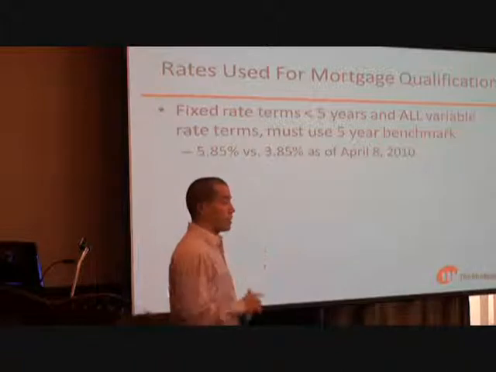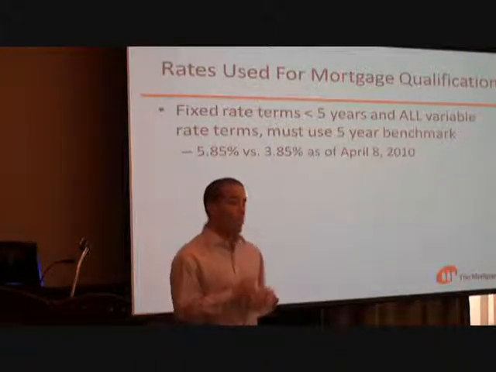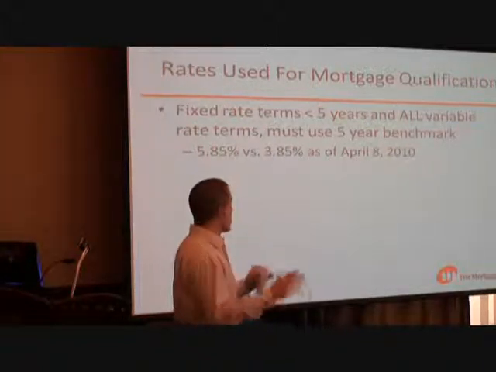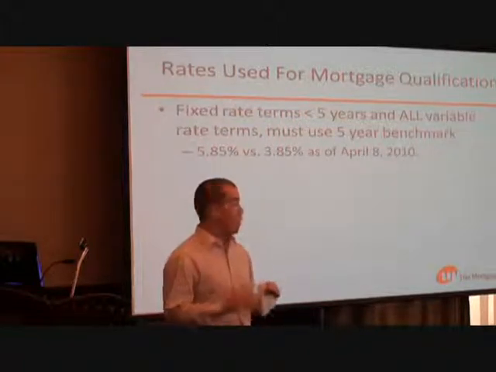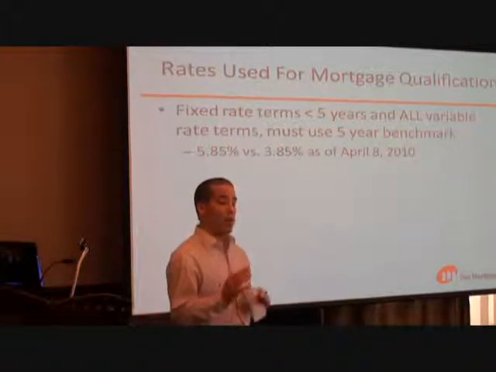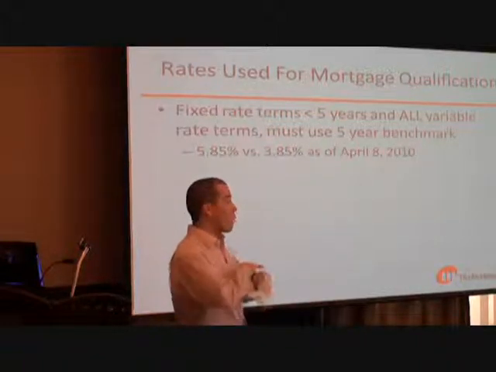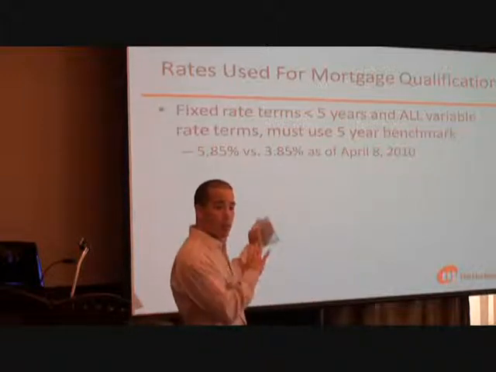So this is a more significant change. It's the rate that's going to be used to determine how much people can qualify for a mortgage. So there's a couple of situations. This is the first one. If someone would like to take a fixed rate mortgage with a term of less than 5 years, or any variable rate mortgage, this is what they have to do.